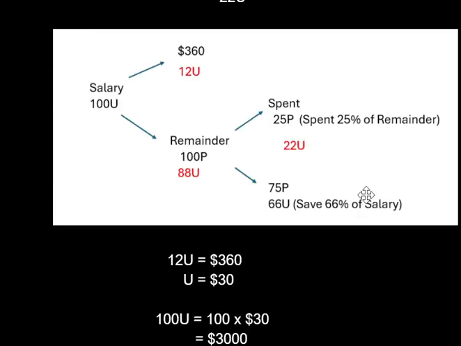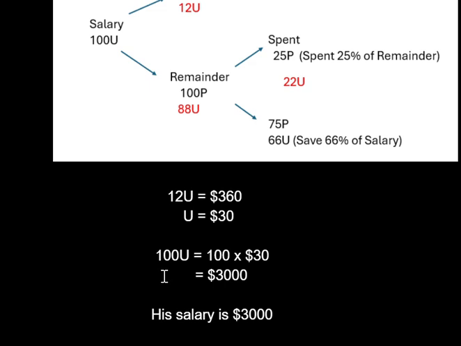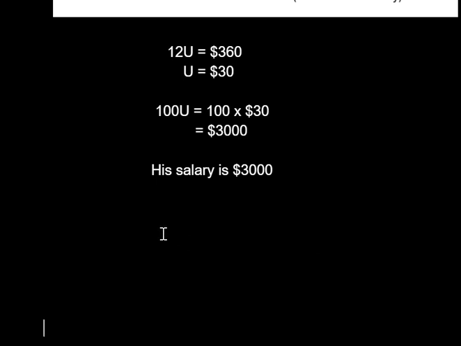Okay. So I can update here to be 22. So if this is 22 and this is 66, here has to be 88. And if the remainder is 88, and the total is 100, here has to be 12. So now I know 12U is equal to 360. U has to be equal to $30. And his salary is 100U, so 100 times 30 is 3,000. So his salary is $3,000.